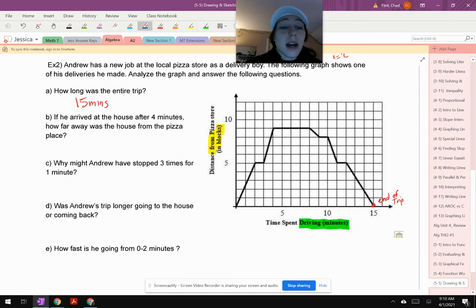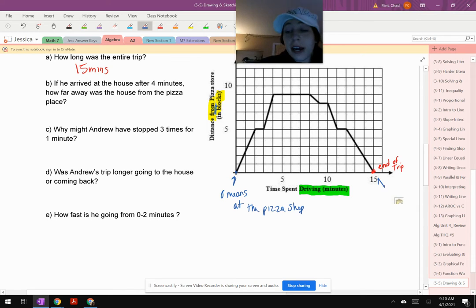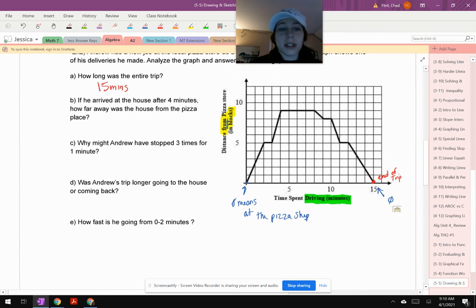Part B. If he arrived at the house after 4 minutes, how far away was the house from the pizza place? So remember, this is the distance from the pizza store. So when we're at 0, that means we're at the pizza store. So let's make a note of that because that's important. 0 means we are at the pizza shop. Both times, right? Both zeros.